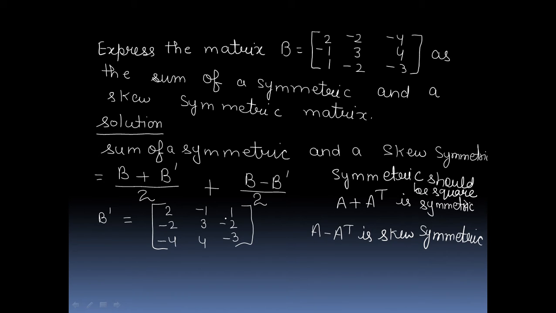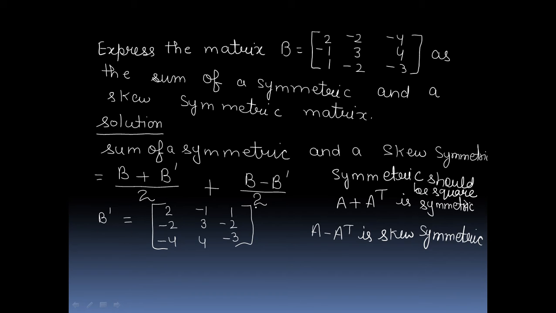Now I am going to solve this question. In this question, they ask us for the sum of a symmetric and a skew symmetric matrix. For this, first of all, we write B plus B's transpose divided by 2, because in the question the B matrix is given. For the sum we use a plus sign, and for skew symmetric we use B minus B's transpose divided by 2.